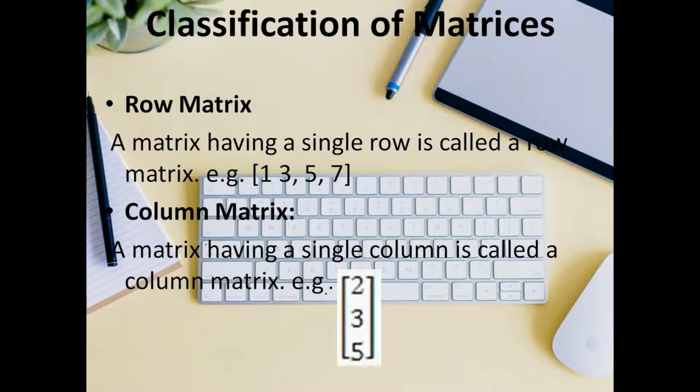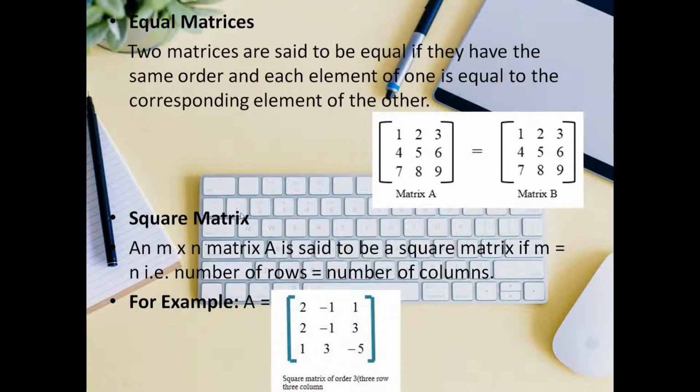Okay, now next we have the equal matrix. So here we have two matrices, but what makes two matrices equal? What are the conditions? Okay, so two matrices are said to be equal if they have the same order and each element of one is equal to the corresponding element of the other. In the example we can see that each and every element of matrix A is equal to that of matrix B, even the positions of every element, as you can see, and also the order. This is a 3 cross 3 order matrix and this is also a 3 cross 3 order matrix. Okay, I hope you get it.